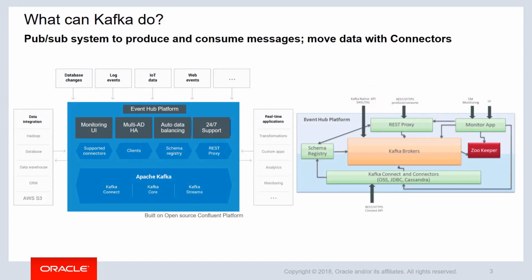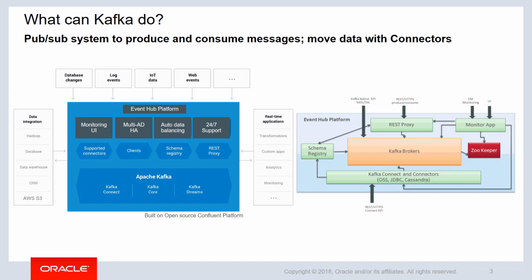What is Kafka and what can it do? Kafka is an open source, publish and subscribe messaging system. It is based on distributed commit log. Kafka's reliable delivery makes it perfect source data for stream processing systems.